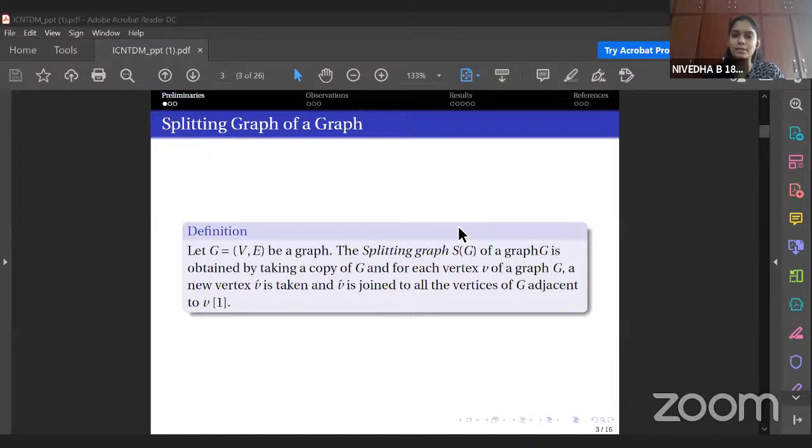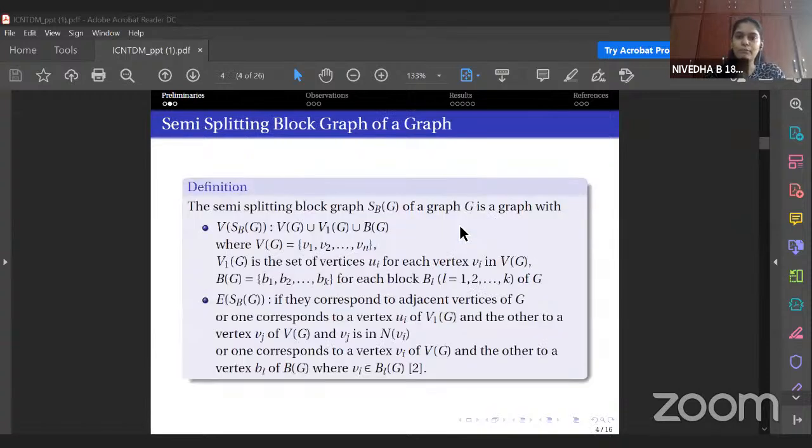In this paper they studied the structural properties of the splitting graph, and they also characterized the graphs which are splitting graphs. This was introduced in the late 90s, and the authors have worked on this concept in a couple of papers. Motivated by this concept and the definition of the block graph, Professor Kulli initiated the concept of the semi-splitting block graph of a graph. The splitting graph is a subgraph of this semi-splitting block graph. It is denoted by SB(G).